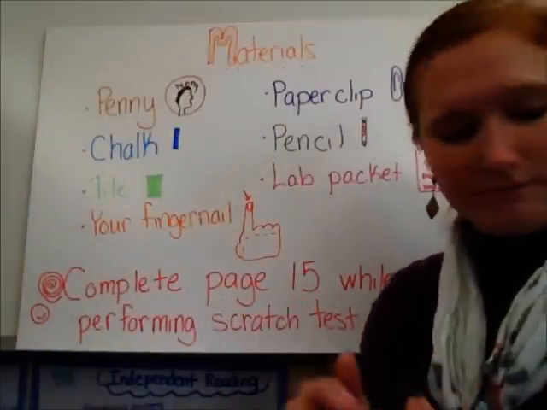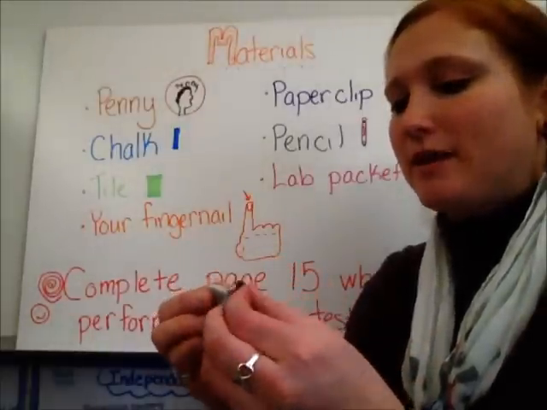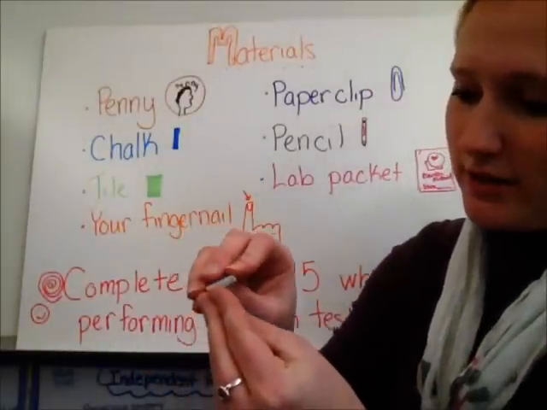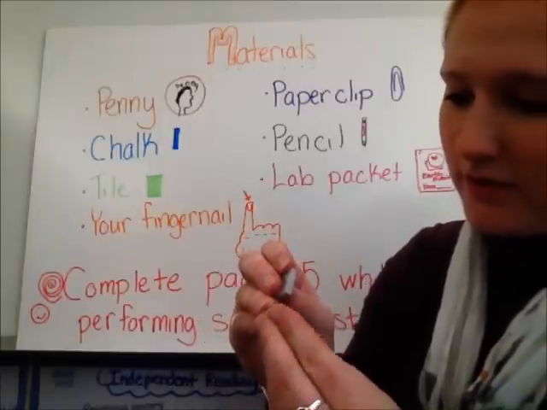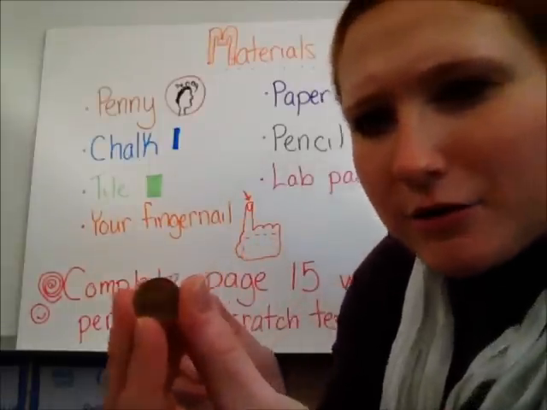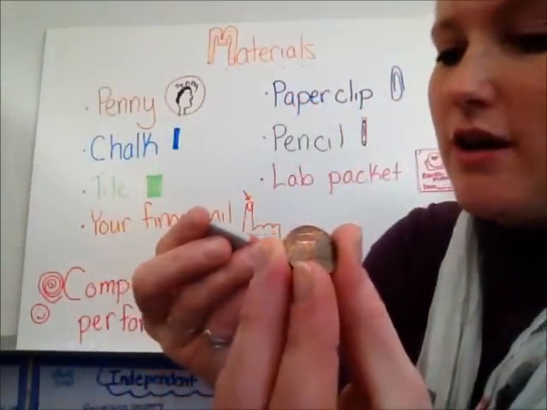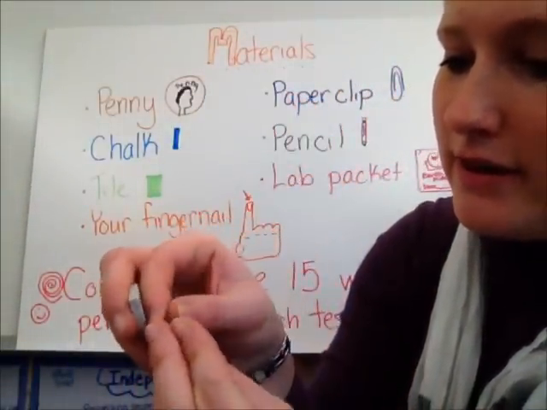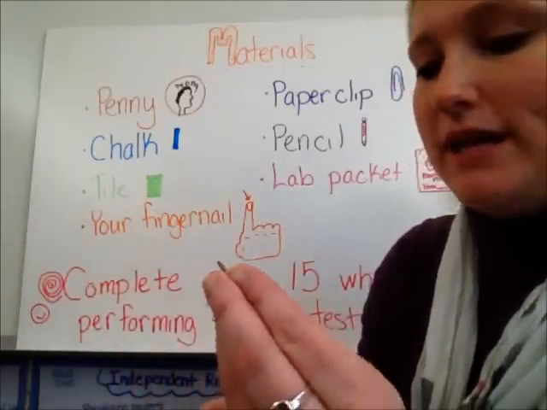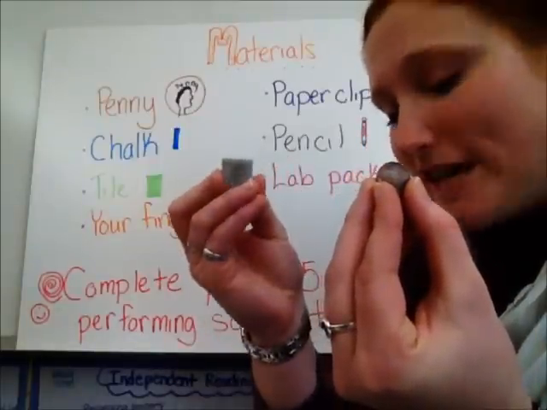So I have my penny, and I'm going to start with the tile. I'm going to try to scratch it. I don't know if you can see it very well, friends, but there are 2 scratches on the penny. And I can try and rub them off, but they don't come off, friends. So that means, which is harder, the penny or the tile?